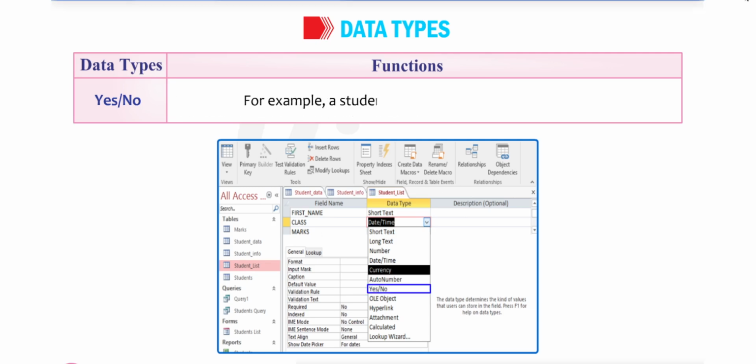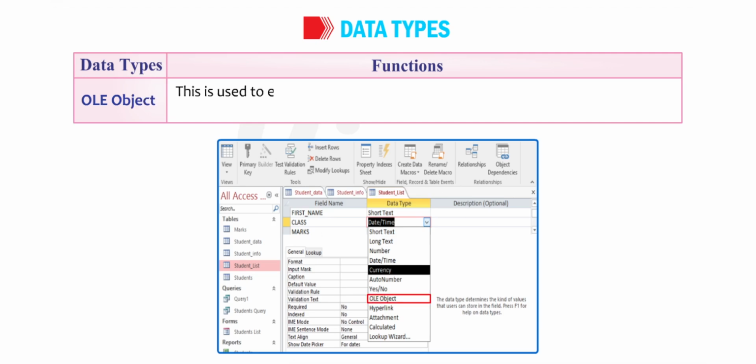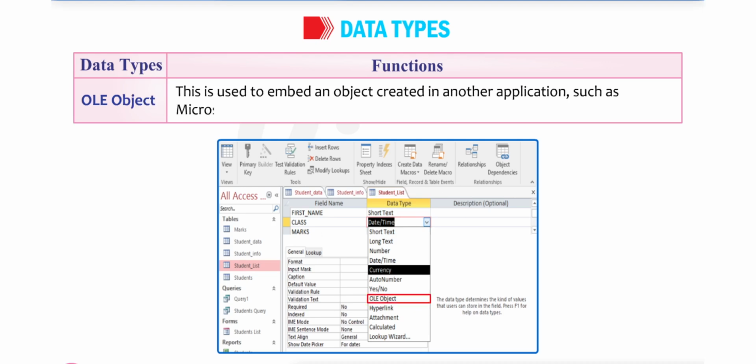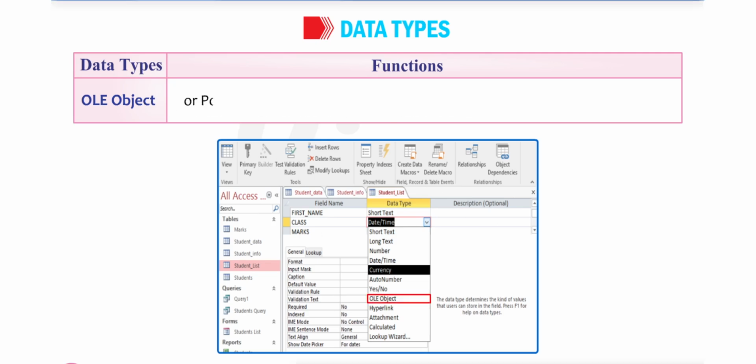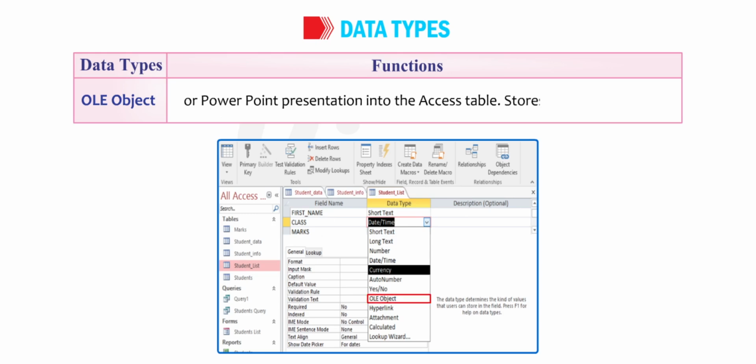For example, a student can either be a male or a female. OLE object. This is used to embed an object created in another application such as a Microsoft Word document, Excel spreadsheet, or PowerPoint presentation into the Access table. Stores up to 2 GB of data.